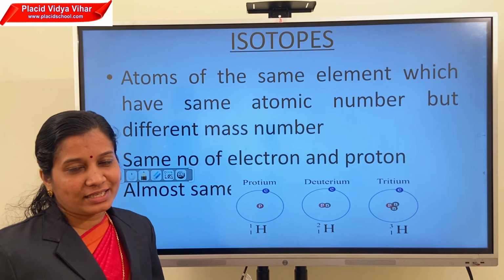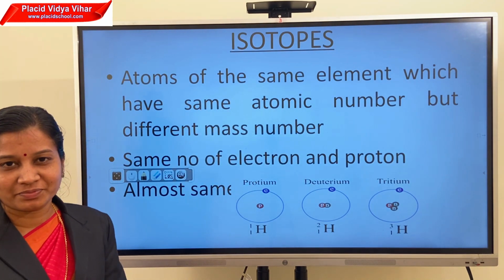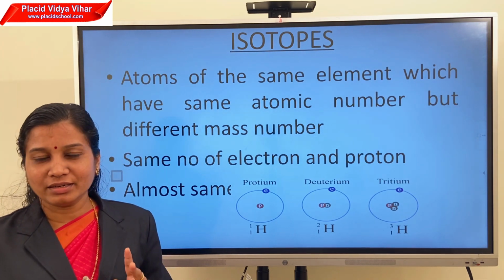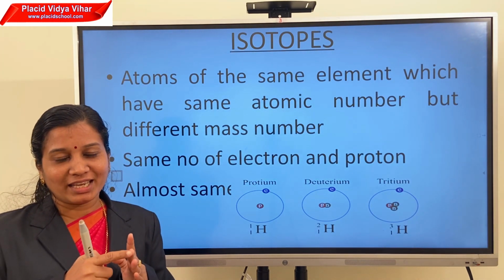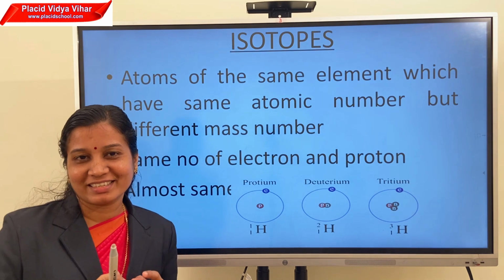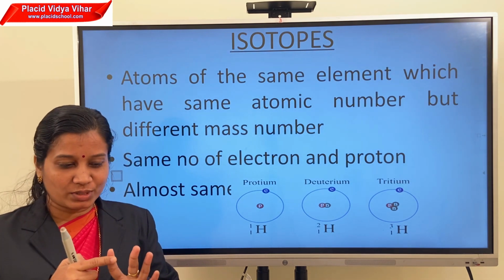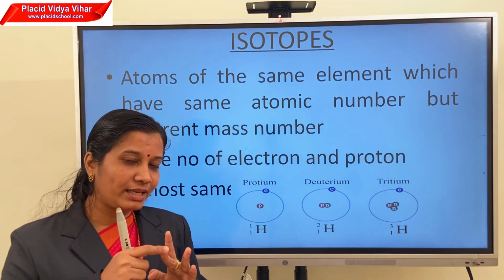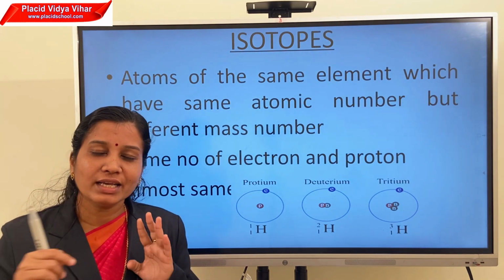Next we are going to see the isotopes. So you are going to see four species: isotopes, isobars, isotones, and isoelectronic species.